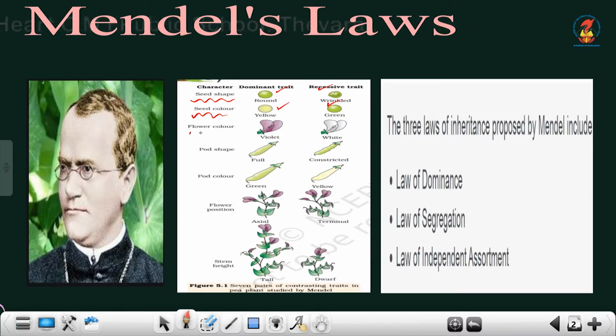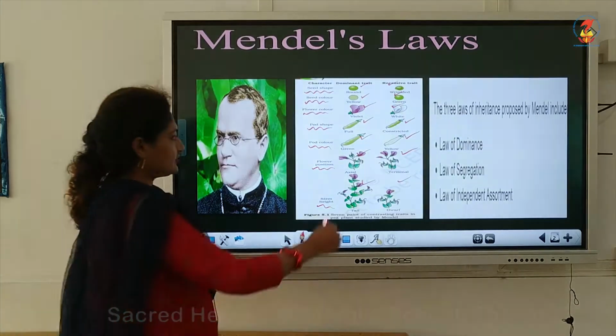Flower color, violet, white. Pod shape, full, or in some books or in the examination they can give it as inflated, and the other option constricted. Pod color, green, the other option yellow. Flower position, axial or terminal, and stem height, tall, dwarf. So, there were 7 contrasting traits.